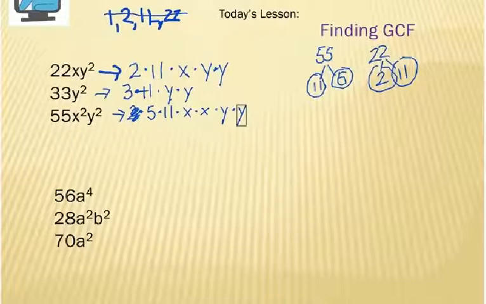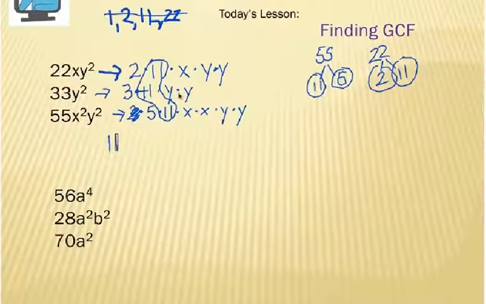Alright, now the trick is to find the greatest common factor for all of these. What you're going to do is a vertical circling of anything that's in all three lists at the same time. So I look at the 2, the 3, and the 5, and nope, those are all in their own separate lists, but the 11s are a common factor. So once I circle it, I write it down and keep track of it. That's going to be part of my answer.